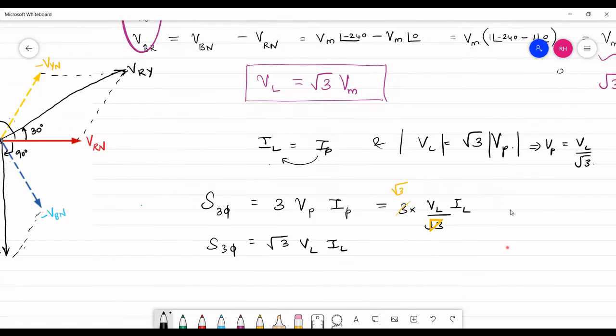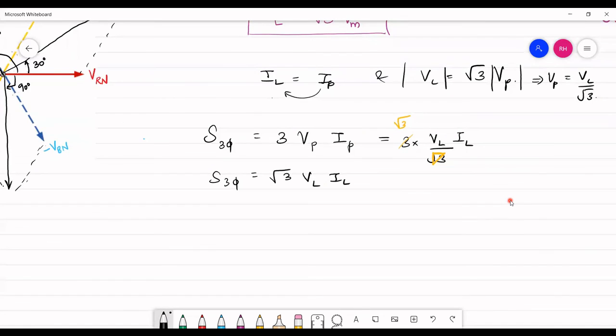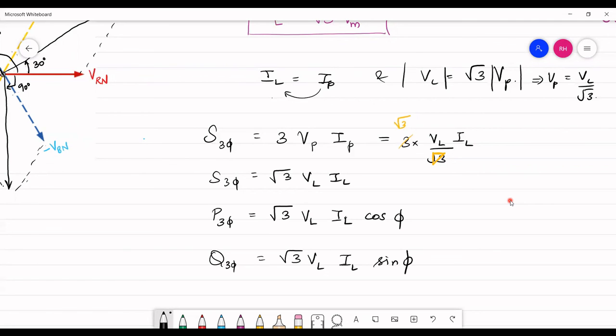From this we could write the expression for the real power of a three-phase system. P three-phase is equal to root 3 VL IL cos phi. And the reactive power of this three-phase load is root 3 VL IL sin phi. So this is the amount of power which is consumed by the star connected load.